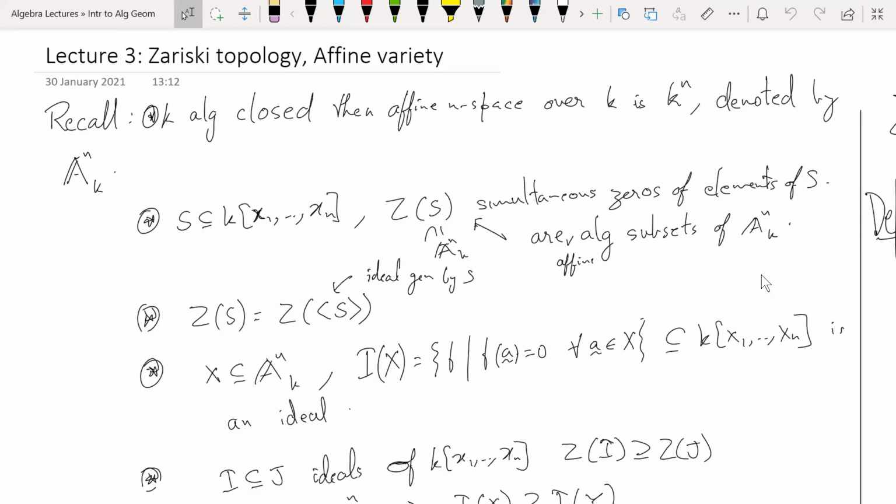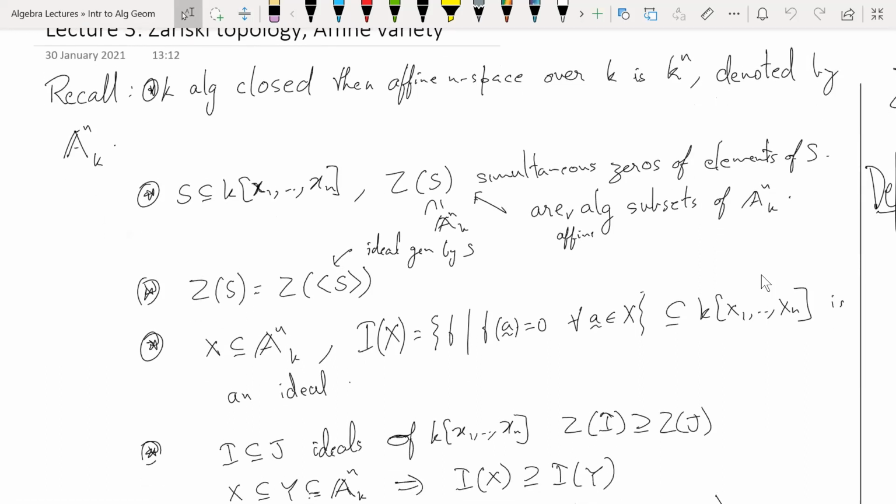If you have a polynomial in n variables and you look at its zero set, that means the n-tuples such that the polynomial vanishes on that n-tuple. Then that set is called an algebraic set, the simultaneous zeros of elements of S. Or they are called affine algebraic sets in A^n_k. And we saw that the zero set of a subset S of the polynomial ring is the same as the zero set of the ideal generated by S.